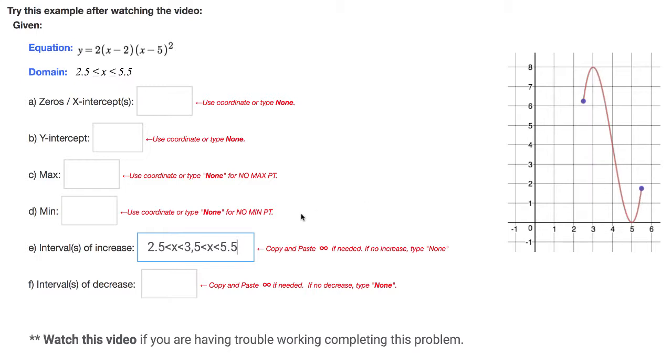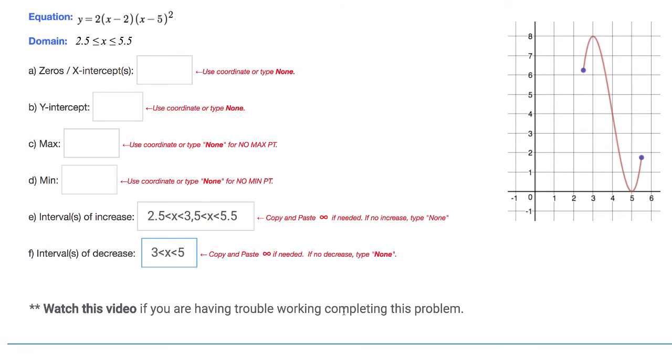And last of all, your interval of decrease is when the graph is going down. It goes down from this coordinate right here down to this coordinate right here. Now we're only using the x values again. So you're going to have this from 3 up to 5 as in this graph is decreasing. So we say 3 < x < 5.